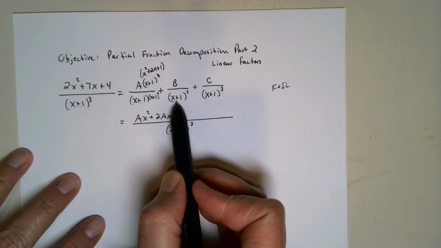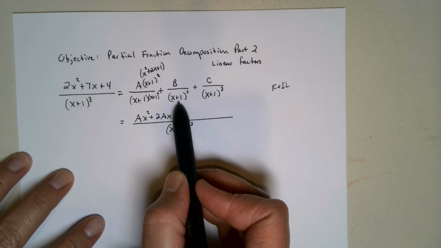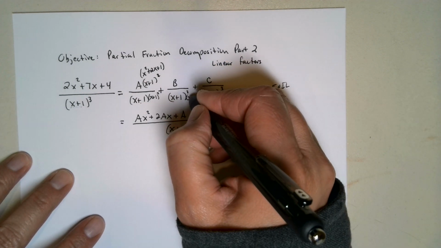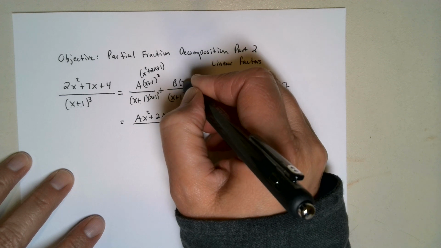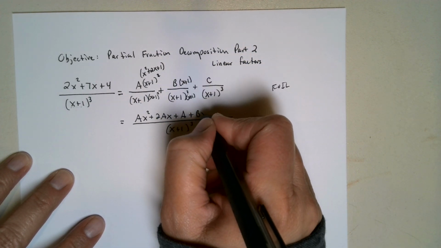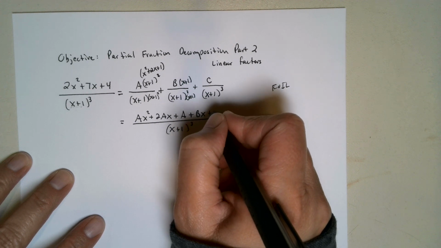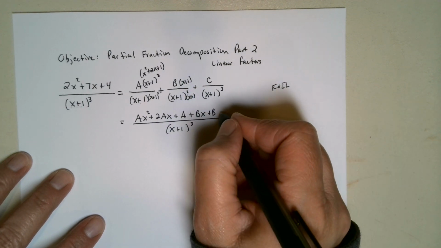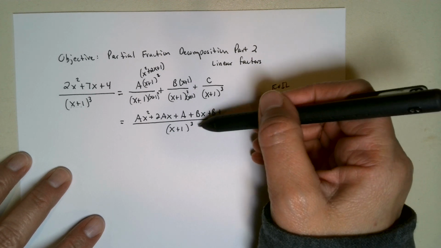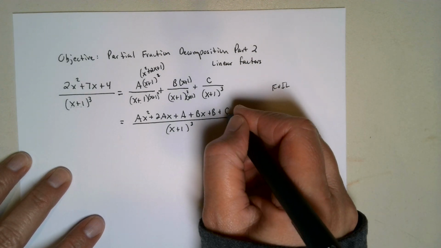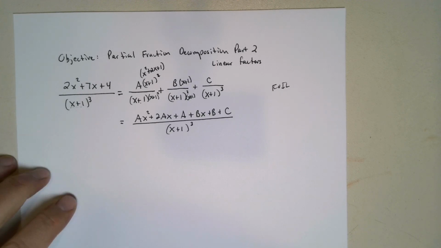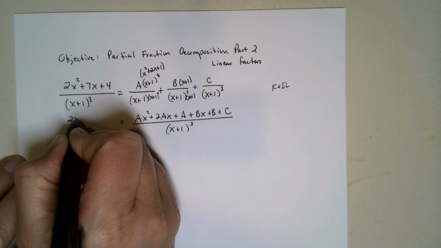For my second expression, the current denominator is x plus 1 squared. It needs to be x plus 1 cubed. So I would need to multiply the numerator and the denominator by x plus 1. And when I distribute, I'm going to get bx plus b. And for my third rational expression, I already have the correct denominator, so I would not have to change anything in the numerator, and so I would leave it just as C.